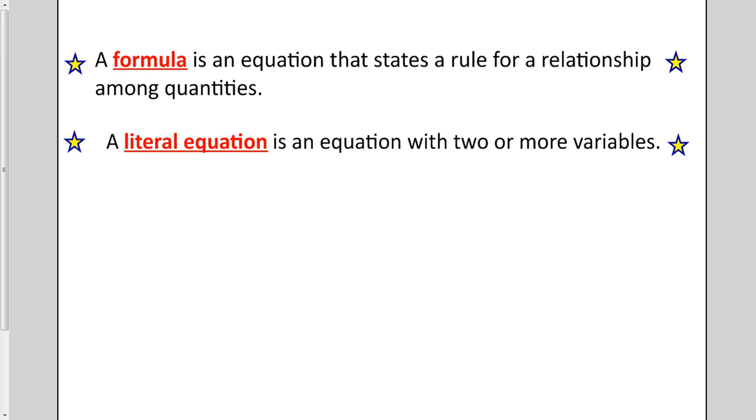A literal equation is much more general. It's just an equation with two or more variables. So any equation that has two or more variables can be a literal equation.